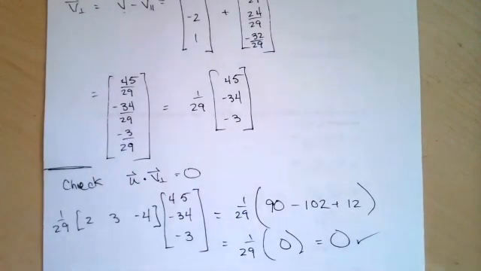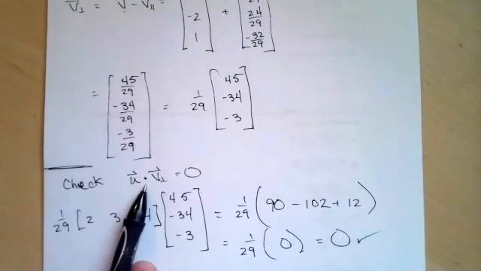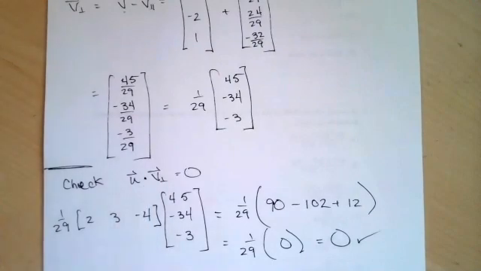So our math worked out, all of our arithmetic. And we see that this perpendicular component is in fact perpendicular to this base vector, this u. Any questions?